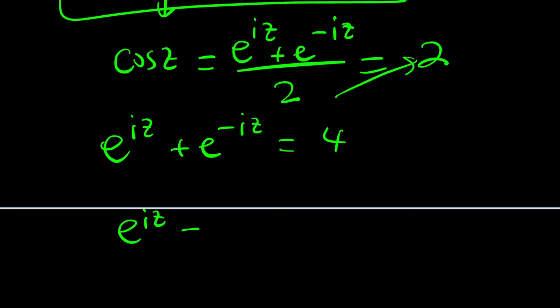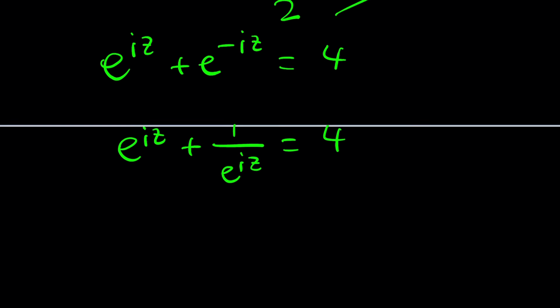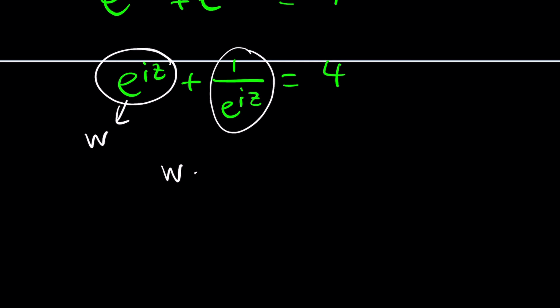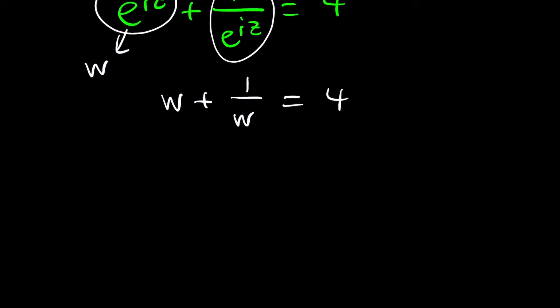And then write the meaning. What does a negative exponent mean? It doesn't mean the number is negative. It just means it is flipped. It's the reciprocal. Ta-da! Now, you can go ahead and call this something, maybe w. This is 1 over w, so w plus 1 over w equals 4. This is a quadratic equation. Multiply everything by w, w squared plus 1 equals 4w.